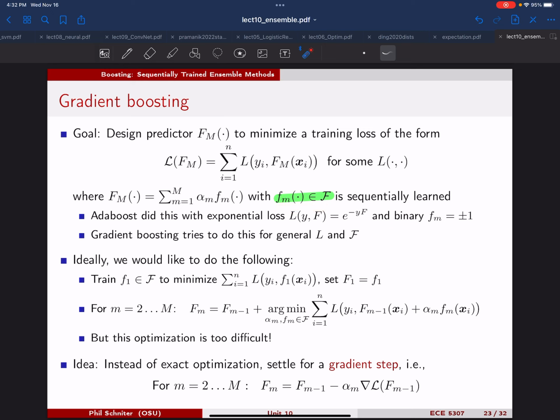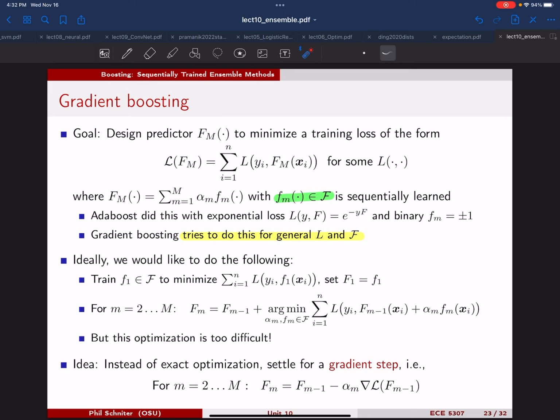Okay. So what we'd like to do now is repeat that. We'd like to do this, if possible, for general losses L and general classifier, base classifier structures FM. Okay, so that's the goal.